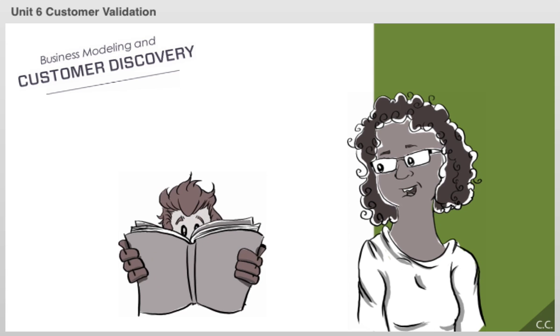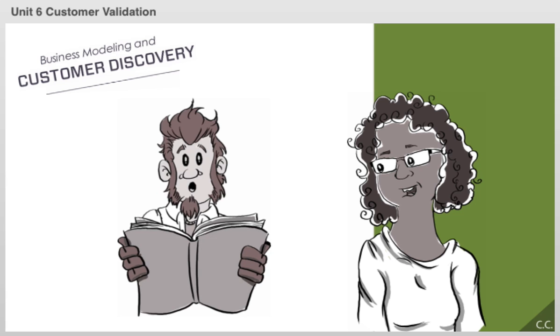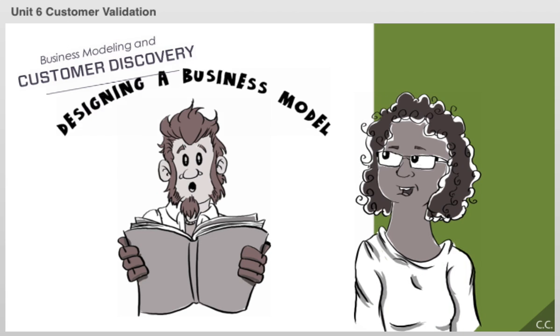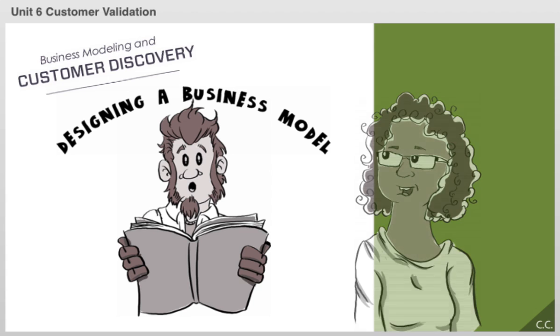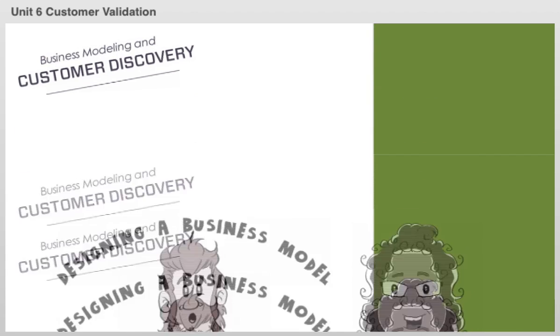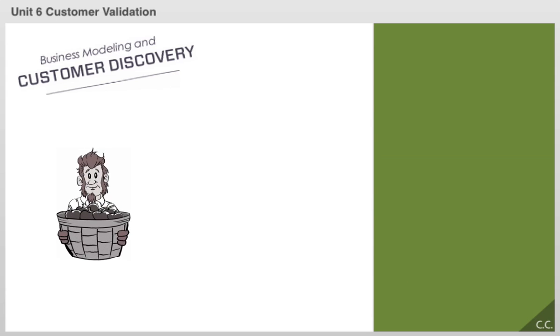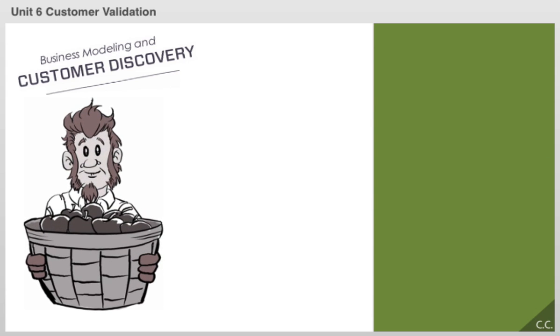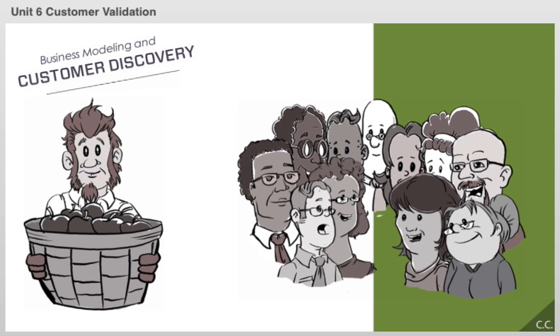The customer validation process, described by Stephen Blank in his book, The 4 Steps to the Epiphany, offers entrepreneurs a way of developing the insights required to design their business model using Osterwalder's business model canvas. Customer validation is the second step of the customer development model, with the first step being customer discovery.